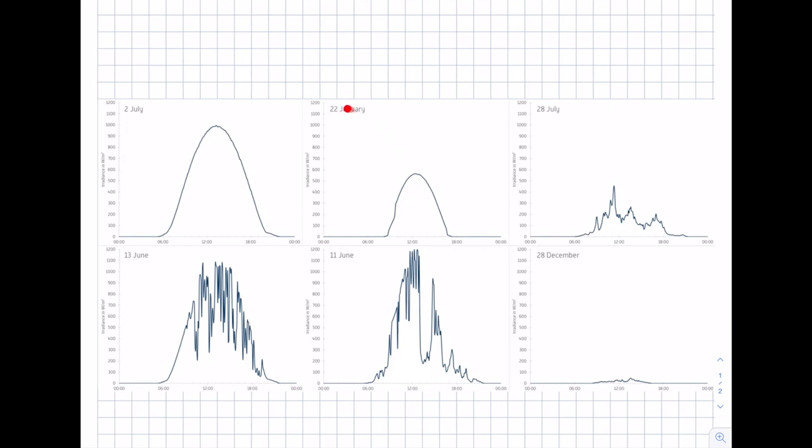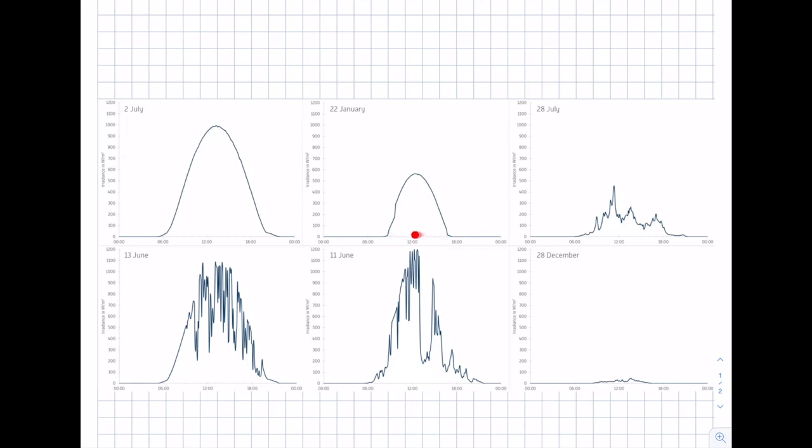The next diagram, on the 22nd of January, is the same situation. We have a clear sky day, no clouds, but in winter time. So you see the slope of the curve is rather similar. But the maximum value is just 600 watts per square meter compared to the 1000 watts per square meter we had in summertime. This is due to the smaller elevation angle of the sun in winter time, the higher air mass, and of course this results in a drop of the irradiance.